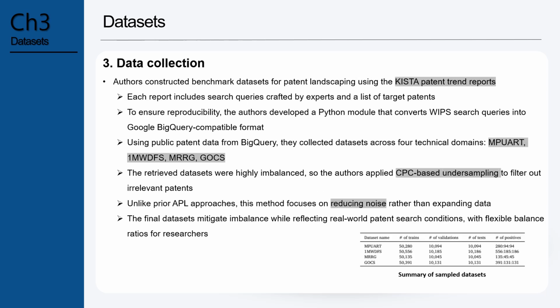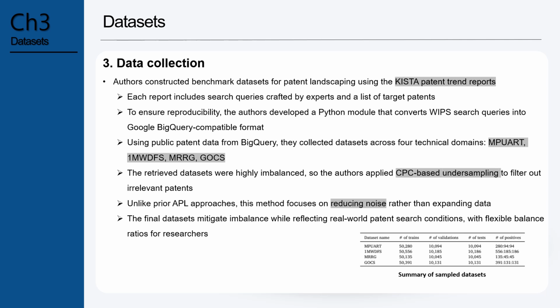This section of the paper focuses on how the benchmark datasets were created. The authors built benchmark datasets for patent landscaping using the KISTA patent grant reports. Each report includes expert-crafted search queries and a target list of patents. To ensure reproducibility, they developed a Python model that converts Weave's search queries into a Google BigQuery compatible format. They then used public patent data from BigQuery to collect datasets across the following 4 technical domains.